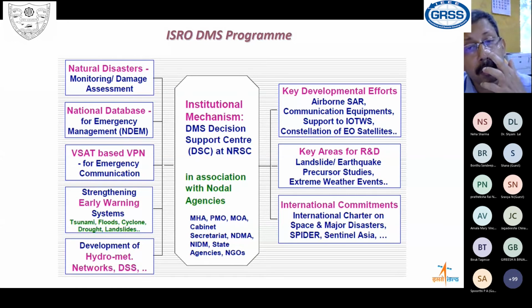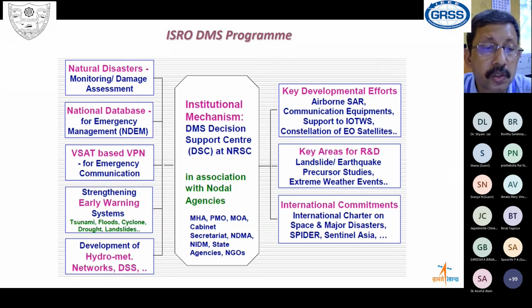Then the Decision Support Center of the Disaster Management Support Program is also working in strengthening the various early warning systems: tsunami, flood, cyclone, drought, and landslides. And they are involved in development of hydromet networks and DSS. Apart from that, we are also developing various cutting-edge technologies like airborne synthetic aperture radars, the various communication systems, various supporting IoTs, and also developing a constellation of Earth observation satellites for continuous monitoring for disaster management. The key areas for various R&Ds are landslides, earthquake precursor studies, extreme weather events, forest fires, the entire gamut of natural disasters.